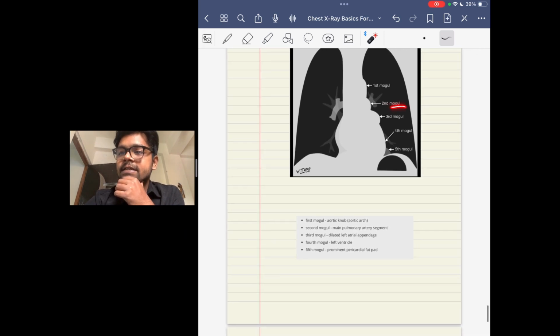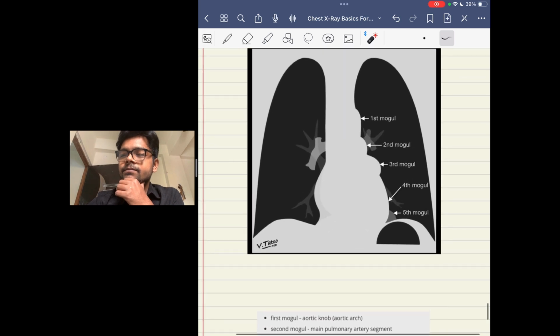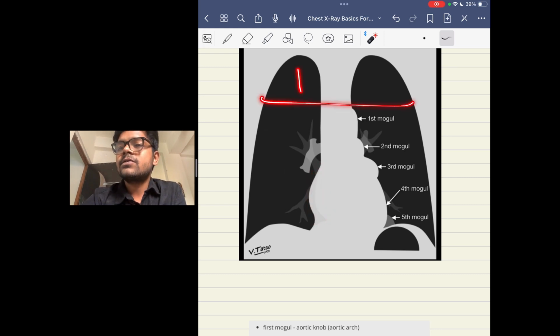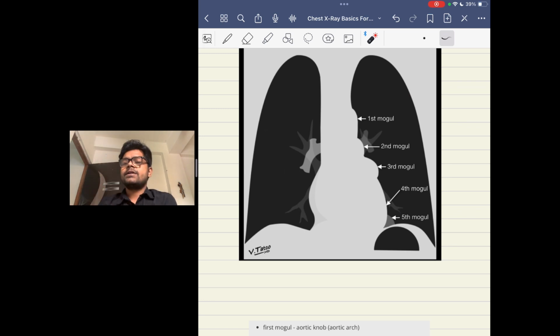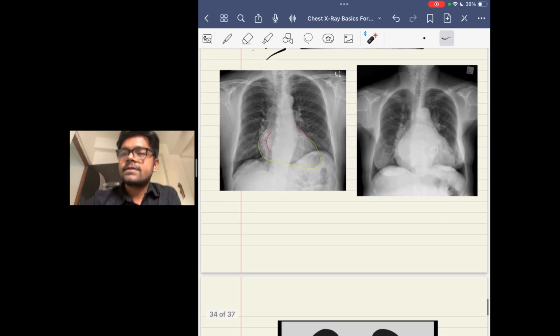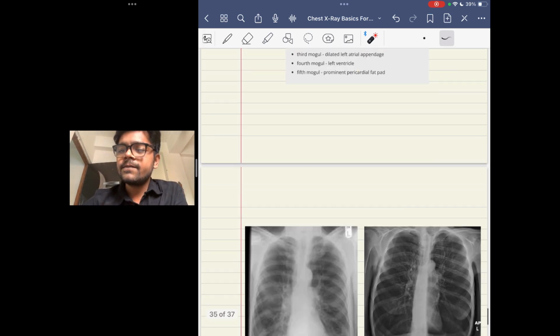So this is the third mogul. It is also known as the third mogul sign. So dilated left heart border. So the straightened left heart border, double contour sign on this side, upper zone dilatation of pulmonary veins, and definitely fitting with the clinical picture of mitral stenosis. This is the X-ray of mitral stenosis, right? Very important X-ray that can be asked in your long case viva also.